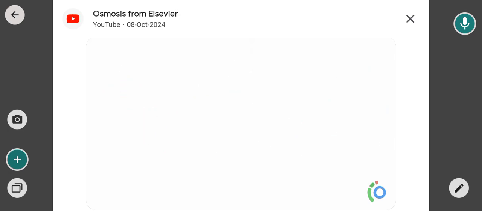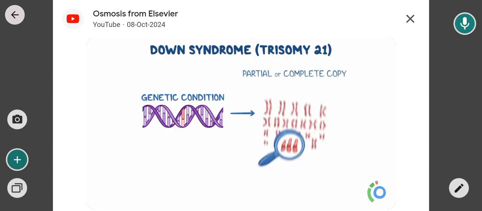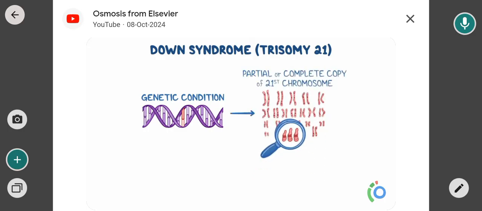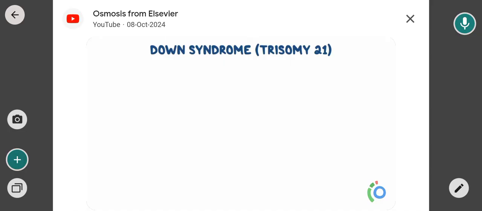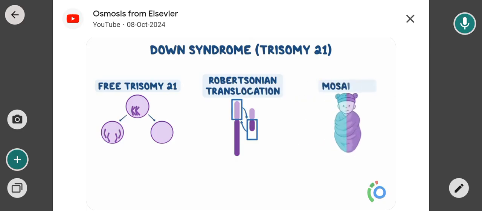Alright, as a quick recap, Down syndrome, or trisomy 21, is a genetic condition associated with a partial or complete copy of the 21st chromosome. There are three cytogenetic types of Down syndrome: free trisomy 21, Robertsonian translocation, and mosaicism.